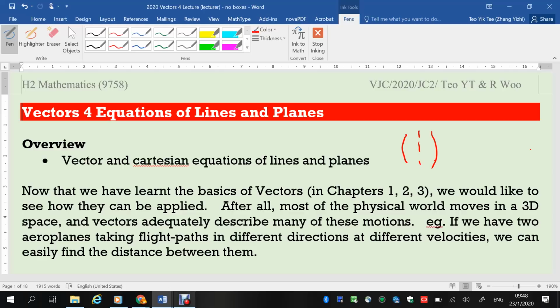Why do I say I need a point? Because (1, 1, 1) can represent this direction, right? Can represent like that. Can represent like that. I can move around. This is all still (1, 1, 1). But what if I say I want the equation of this line? This line only. I don't allow it to shift. I want the equation of this line. I'll need a point for it to start, and then I'll need a direction for it to move.